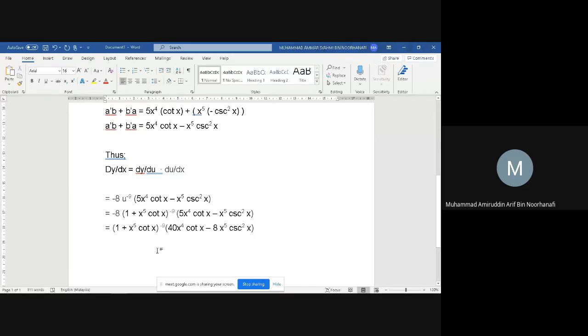So my final answer is open parenthesis 1 plus x to the power of 5 cotangent x close parenthesis to the power of negative 9 times, I forgot to put the dot here, sorry.